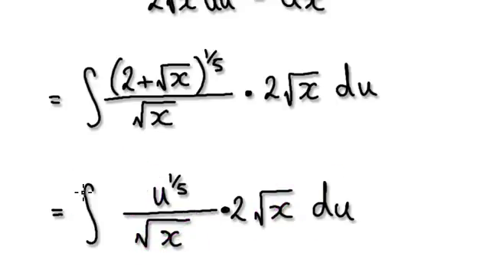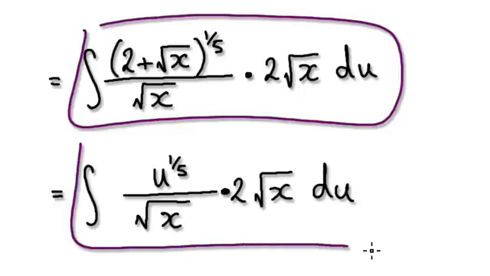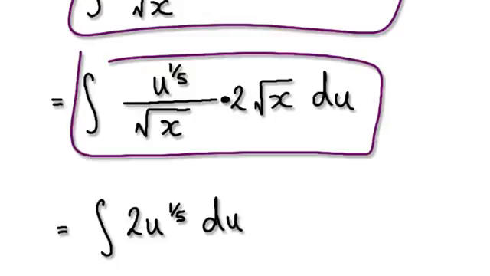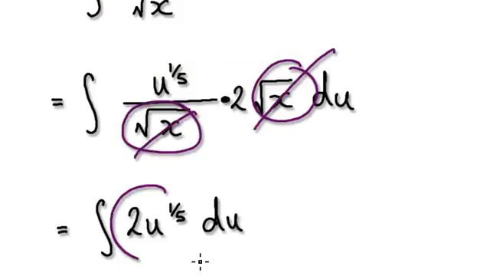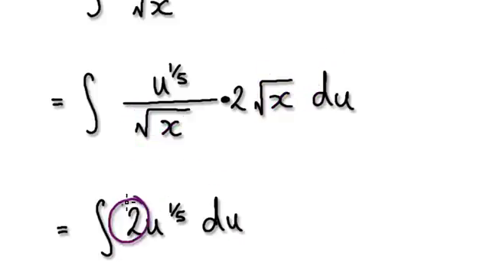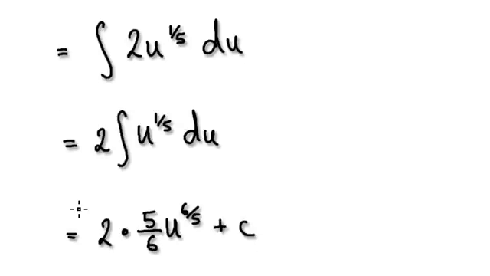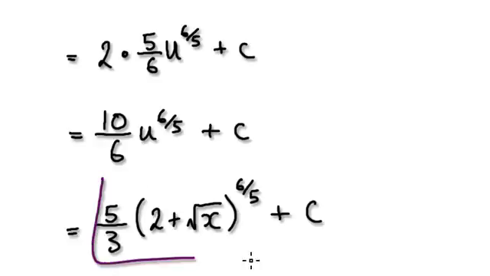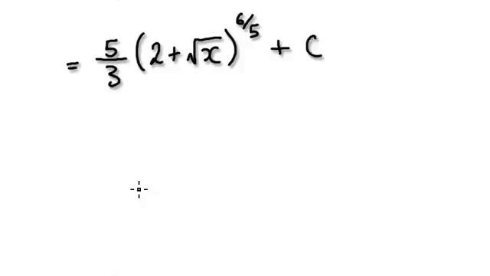So from here, that will then take you to here, and then these two will cancel out, giving you this, and then now take the two out. That will then give you this, and then our normal routine. That will then take you to here. So this is your final answer. Okay, next one.